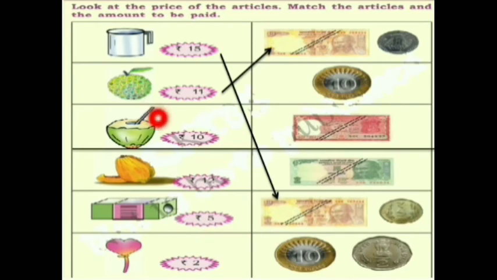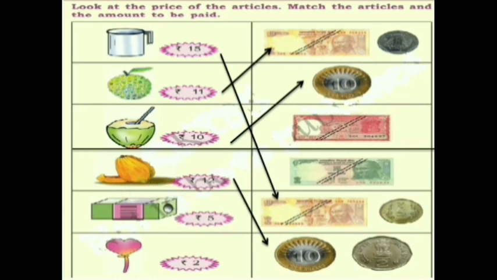Next we have coconut. The price of the coconut is 10 rupees. On the right side, where is 10 rupees? Yes, here. So we should match these two. Next we have papaya. The price of the papaya is 12 rupees. On the right side, which note and coin add up to 12 rupees? Yes, one 10 rupee note and one 2 rupee coin add up to 12 rupees. So we should match these two.